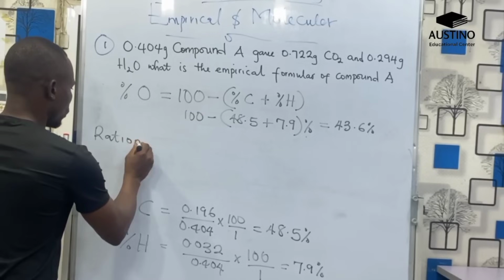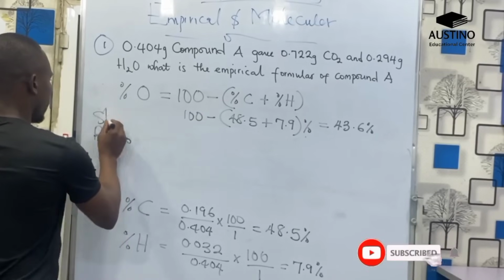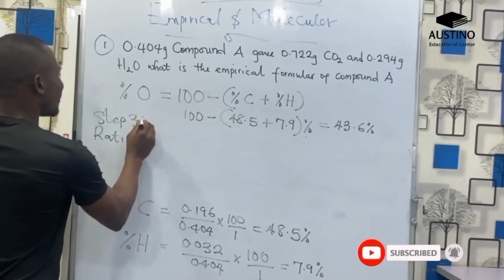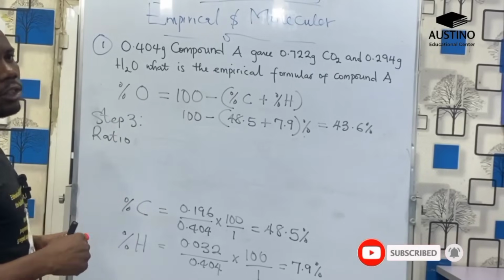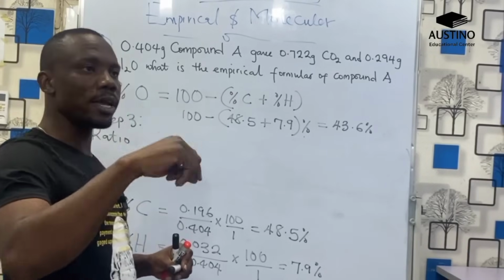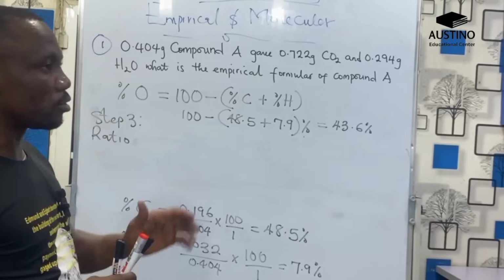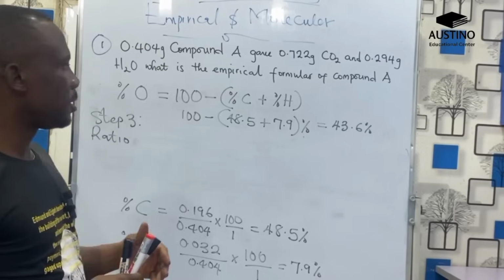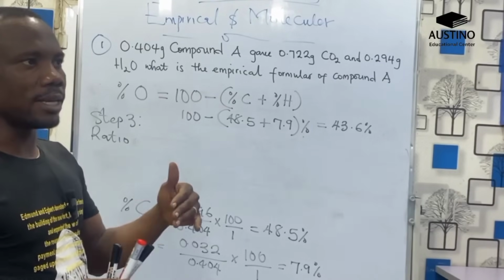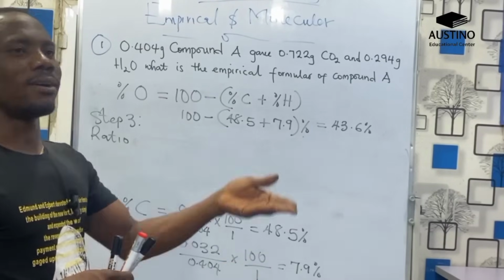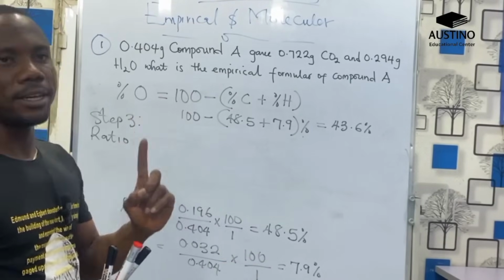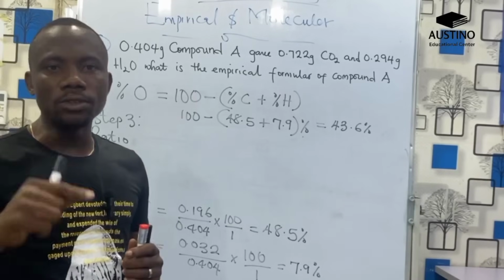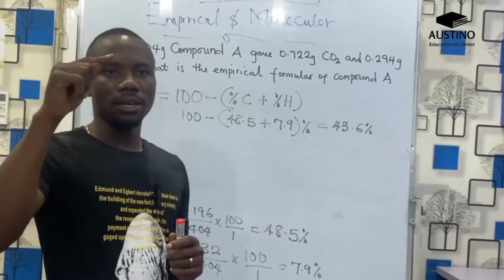Step number 3, ratio. Step 3. And that's the last step I mentioned in a previous video. I pointed at these 3 steps. I said when you get to this point of the ratio, you have to be very careful in deciding which step you take in terms of rounding up and rounding down the number, especially if it deals with fractions.